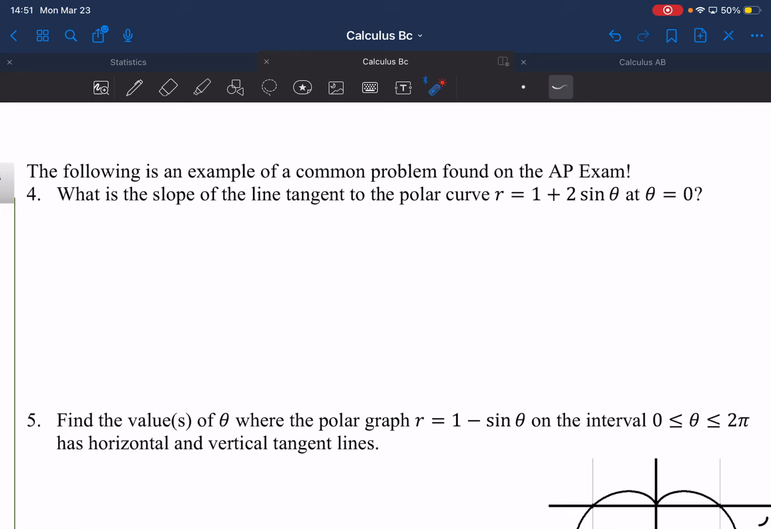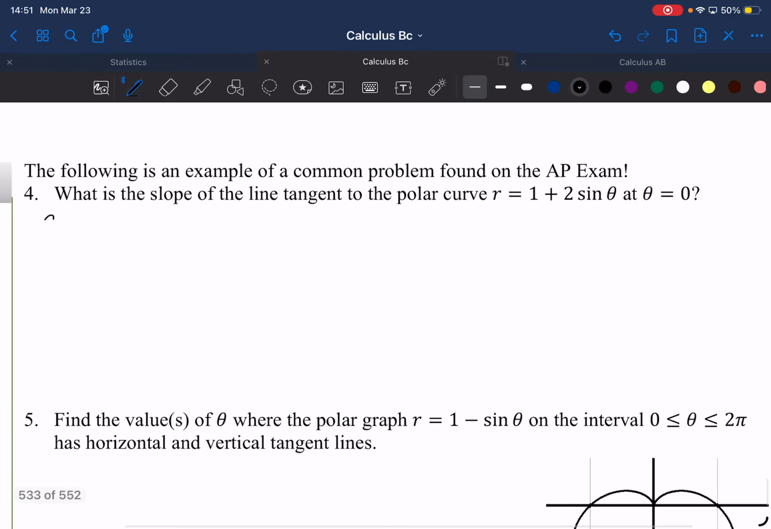So number 4 says, what is the slope of the line tangent to the polar curve r is equal to 1 plus 2 sine theta at theta equals 0? So what we're trying to find is dy/dx. Okay, the derivative is the slope. And we know that this is y prime of theta, but theta is what value? 0. So y prime of 0 over x prime of 0. Okay, that is going to be the goal. That is what we're trying to find.